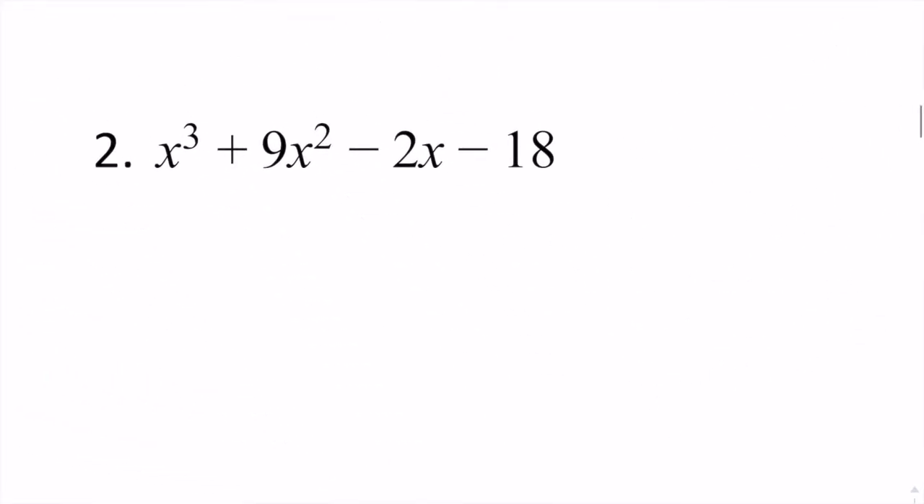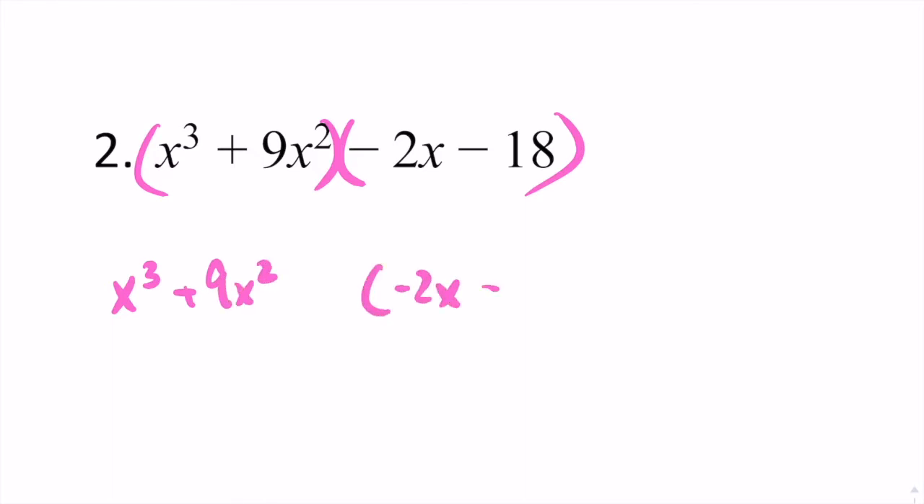Next one, same thing. This is where it's really important for you to take out the sign that's in front as well. So x cubed plus 9x squared, right? So that's 1. My other one is negative 2x minus 18. Let's take a look at the first one first. Looks like x squared is what they both have in common.